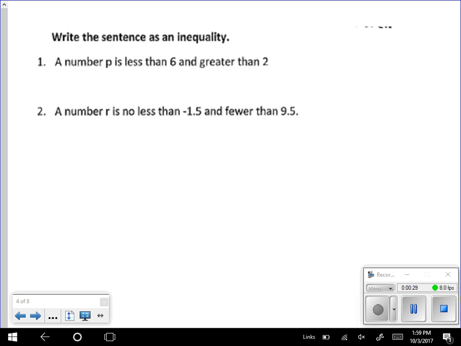It says write the sentence as an inequality. So remember we started with compound inequalities. We have two types of compound inequalities. We have and, or. So that's what these are going to focus on. This says a number p is less than 6 and greater than 2. So what we can see is our p is greater than 2 but less than 6. So this is what it would look like. Now, if you wrote it the other way, that is okay too, but generally we like to write in order of how it would come on a number line.